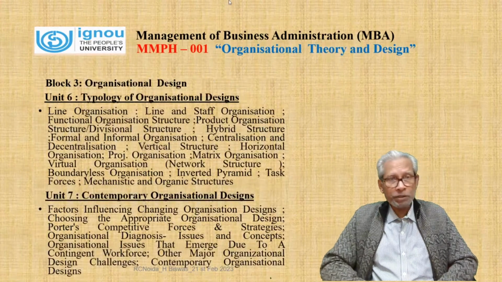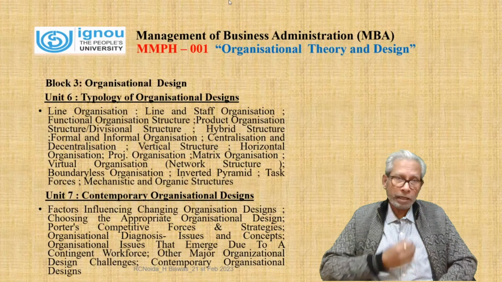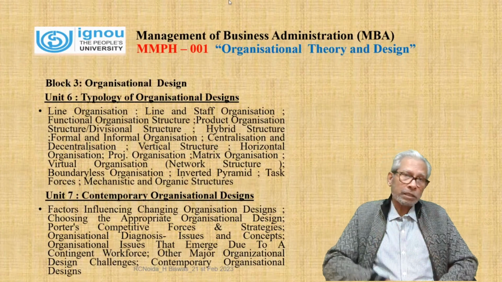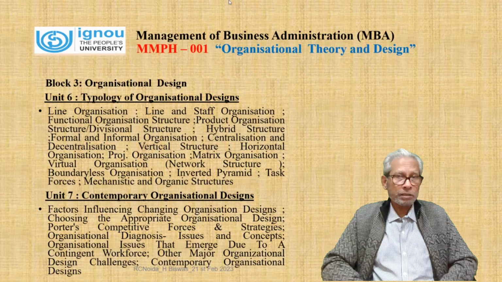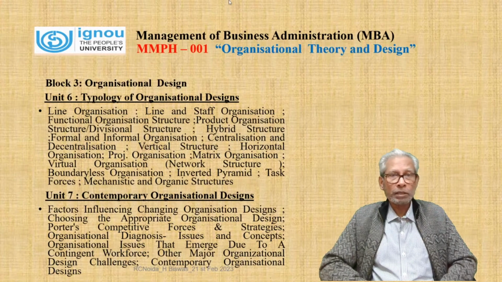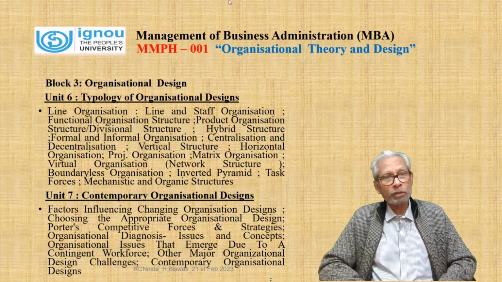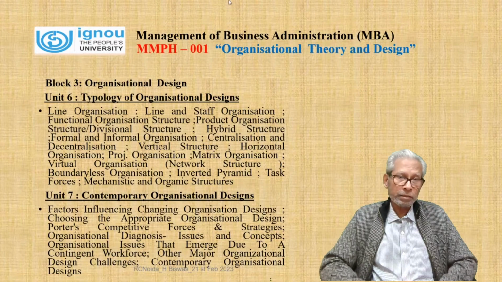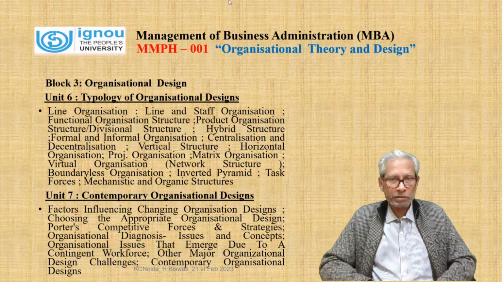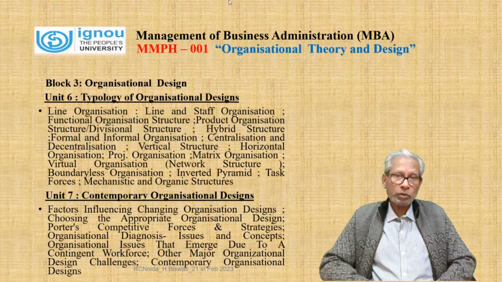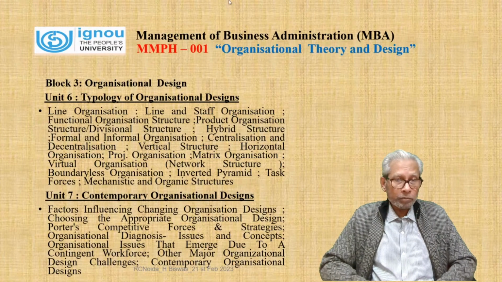Now block number 3 is again about organizational design: typological structures. So many structures exist. It may be hybrid, which is one of the important ones, horizontal, vertical, or prototype, matrix organizations. There are many different ways, and it is case to case, depending on what type of product the company is producing. Here the matrix organizations, the inverted pyramid, and organic structures are important. Hybrid structure is also important.